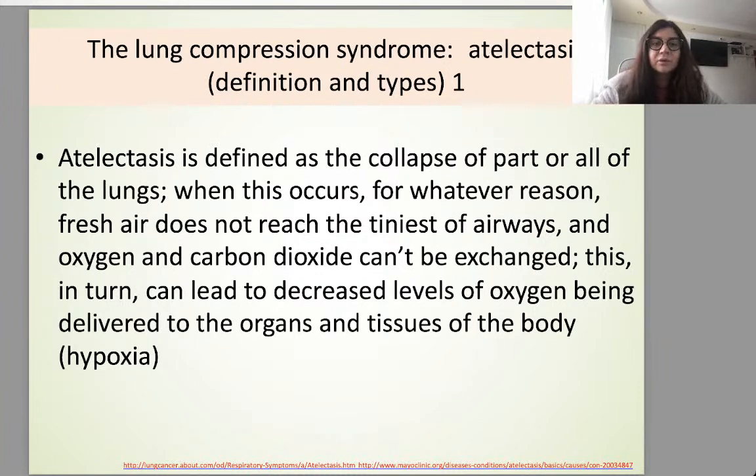When this occurs, for whatever reason, fresh air does not reach the thinnest airways, and oxygen and carbon dioxide cannot be exchanged. This in turn can lead to decreased levels of oxygen being delivered to the organs and tissues in the body. We name this situation hypoxia.